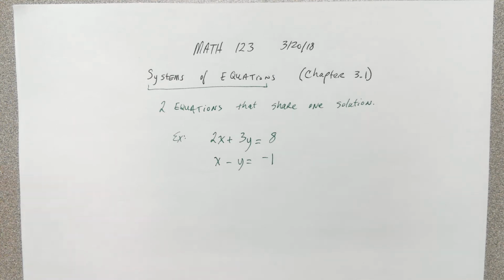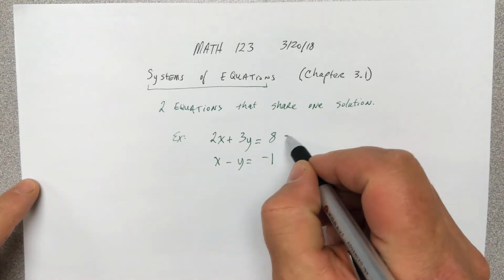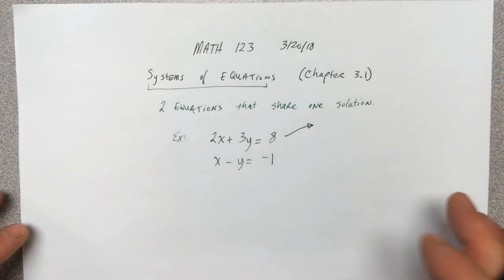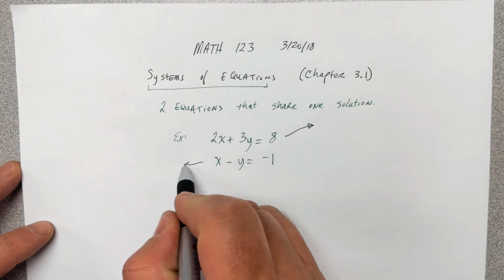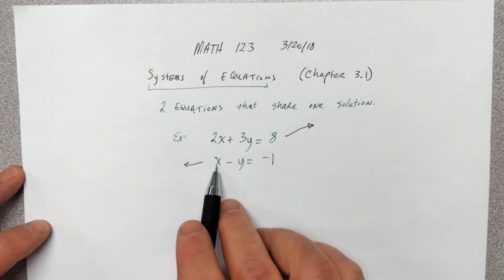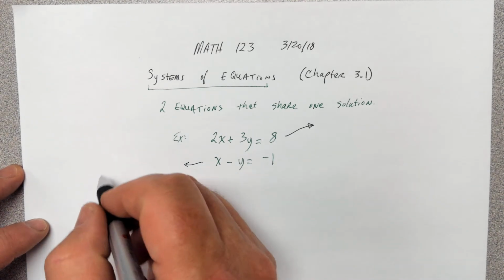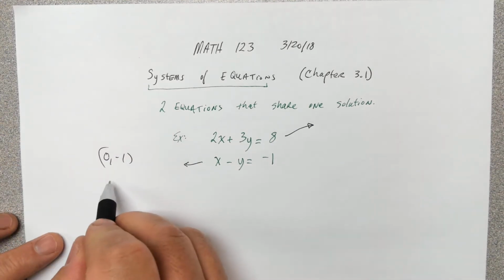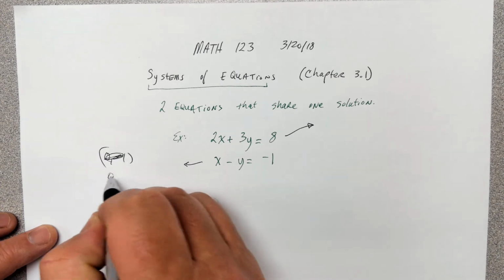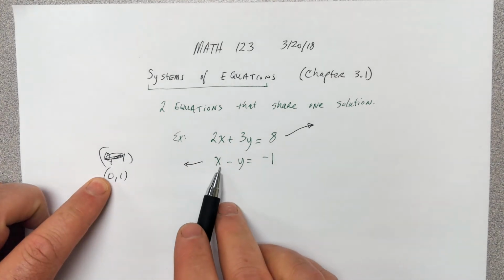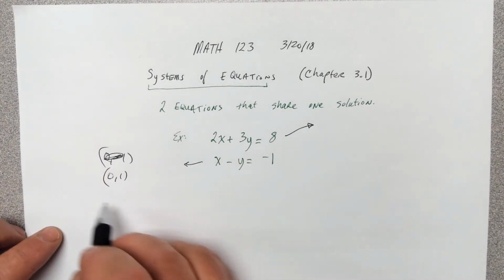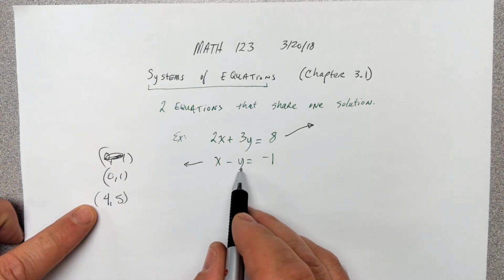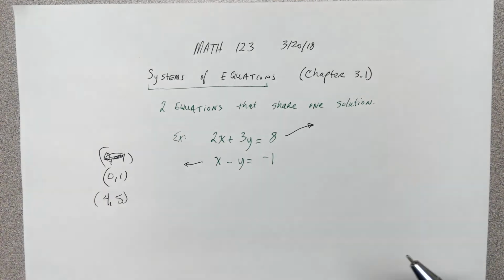Now, if we just looked at one equation, there's lots and lots of answers. And if we looked at the other equation, there would be lots and lots of answers. Like a number minus a number that would be -1. Could be 0 and 1, because if x was 0 and y was 1, then that would be true, right? Or like 4 and 5 would be true, because 4 minus 5 is -1.